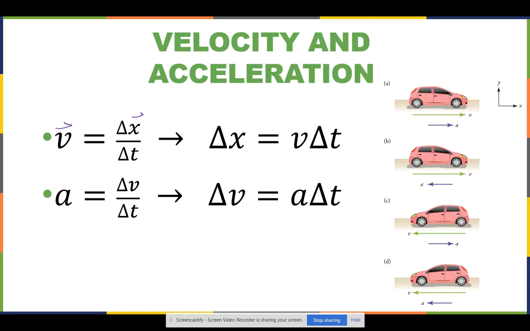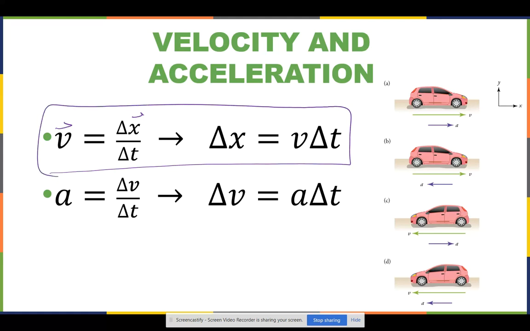Changes the words a little bit here. What does delta mean? Change in, which is always blank minus blank. The final value minus the initial value. So we've already dealt with that equation. We can take this equation and just solve it for the change in position. And so if you know something's speed, you can find the change in position.